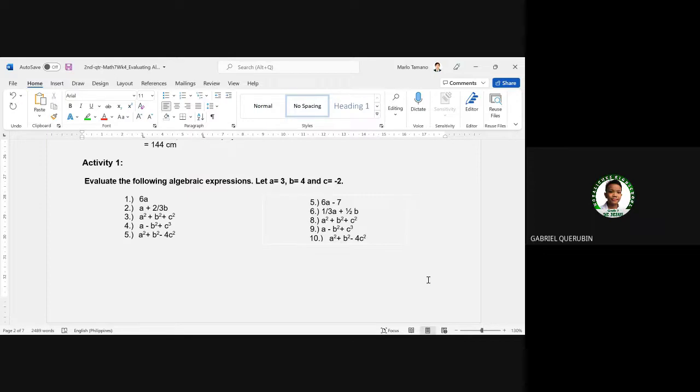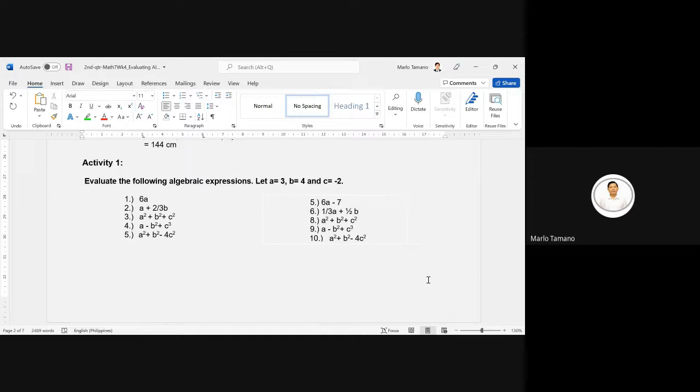Po, sir. Palitan yung... ano... Palitan yung A ng 3. Palitan yung B ng 4. Palitan yung C ng negative 2. 3 times 3, 9. 4 times 4, 16. Then minus 4.